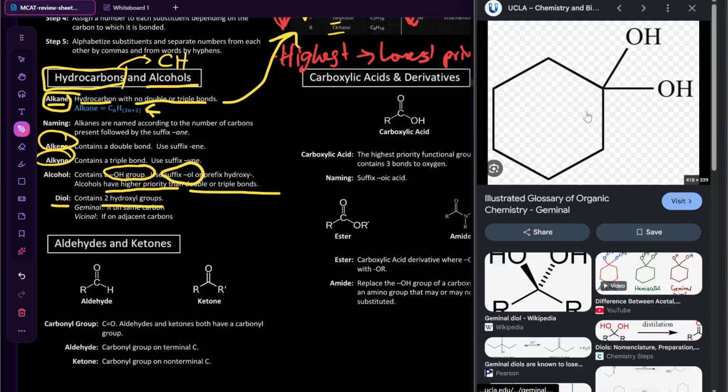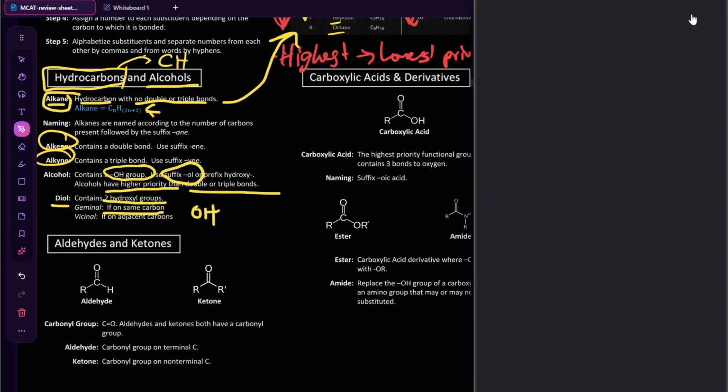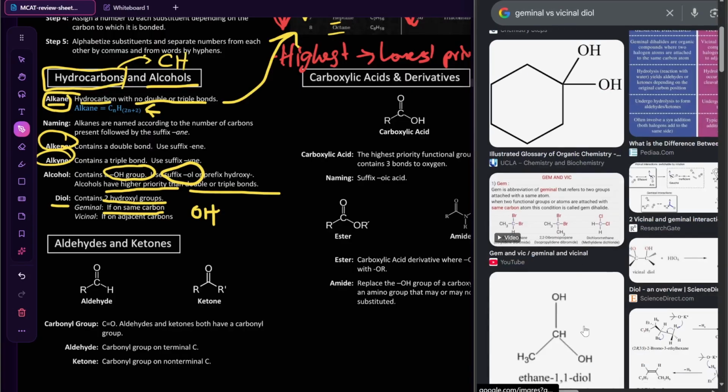So this is a good example of when the 2 hydroxyl groups are on the same carbon. The OH is called hydroxyl. So this would be geminal. Oh, here's a good picture, I think. Nope, it doesn't show vicinal. Where's vicinal? Let me go find a picture of that somewhere.